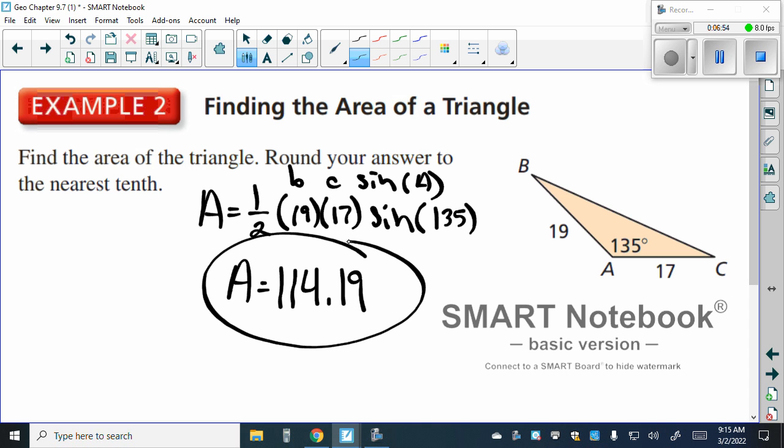To the nearest tenth would be 0.2, but I would take that. And that's it. Questions on those here?